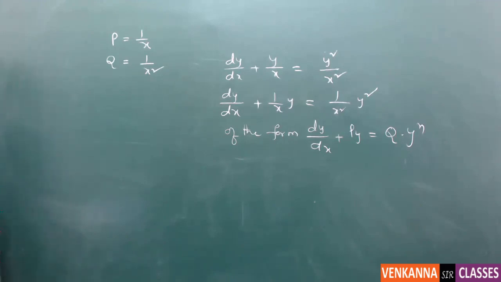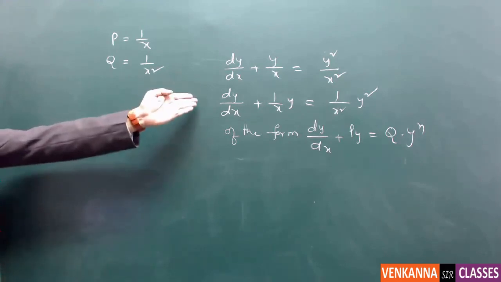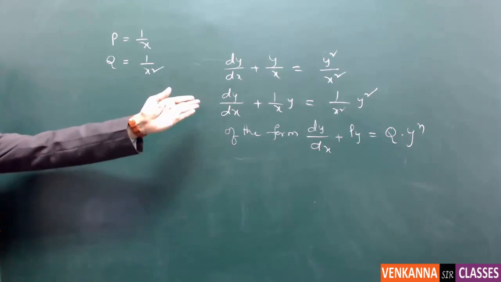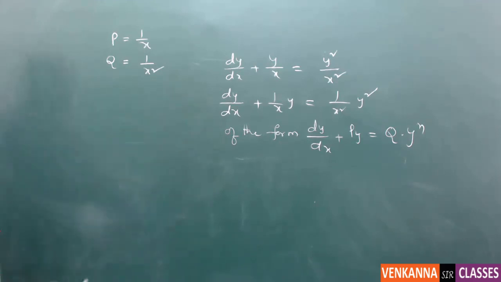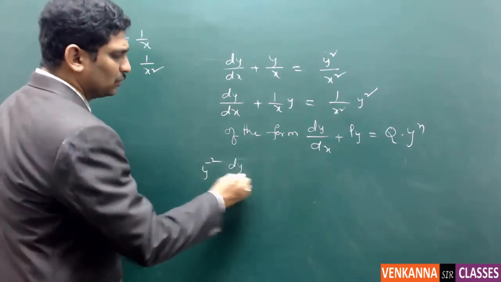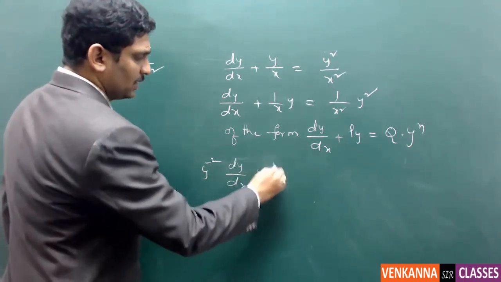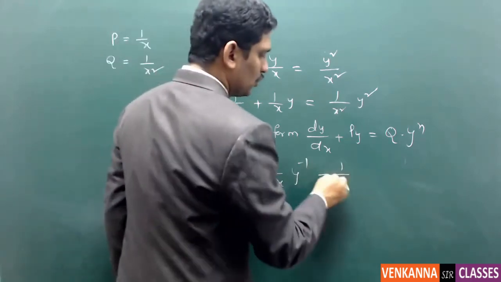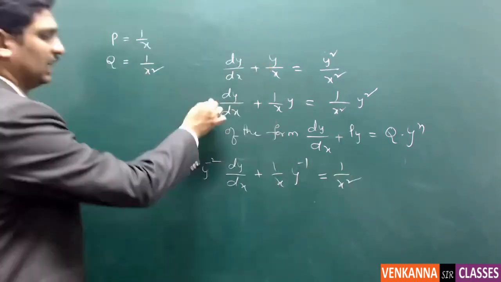So to convert that into a linear model, we multiply the whole equation with y power minus 2, nothing but we divide the equation by y square. So what happens? y power minus 2 into dy by dx plus 1 by x into y power minus 1 is equal to 1 by x square. It will come like this.